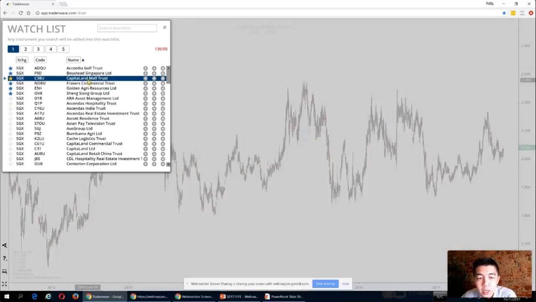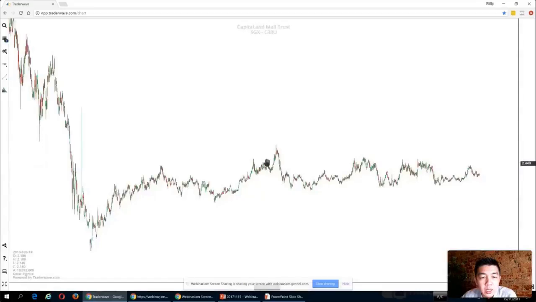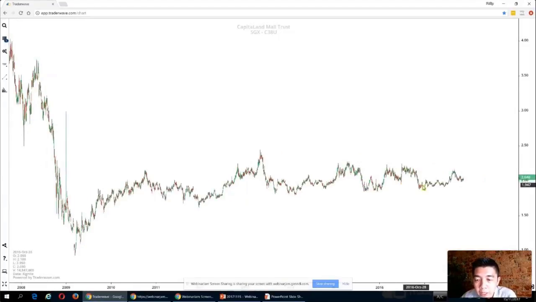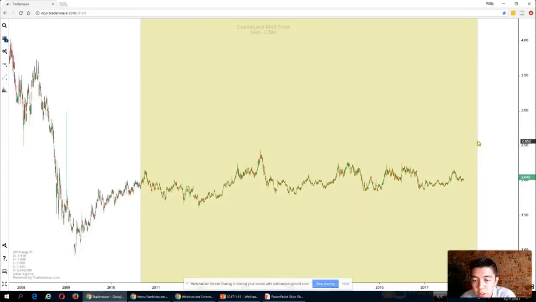CapitaLand Mall. Okay, so as you can see over here, this is a stock that has been trending sideways for many years. I'm sorry for those investors who have invested in these stocks for the past 8 years. Unfortunately, it seems like your returns are not getting anywhere except for those dividends that you could have received along the way, if there's any. So as you can see over here, it has been going on a sideways consolidation for a while.